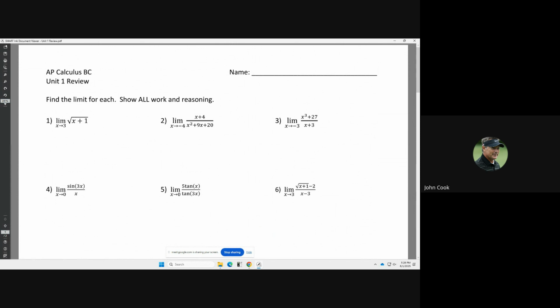Occasionally you're going to have to use memorized rules, like number 5, for example. That's going to require a memorized rule. Same thing with number 4. They're called transcendental methods of finding the limit. So we're going to work with those first. Okay, so we're going to start with number 1.